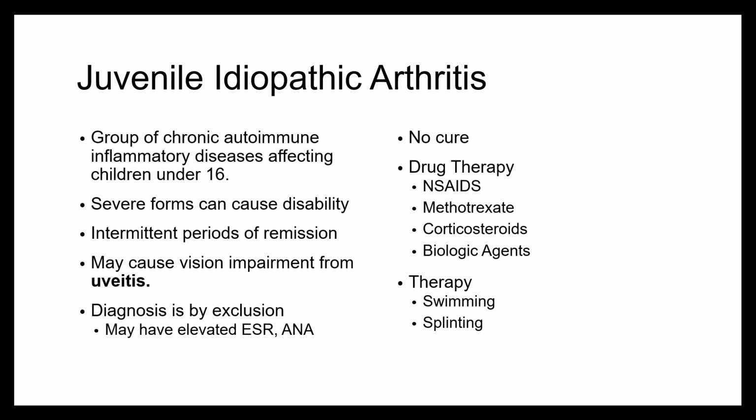One of the most commonly used DMARDs is methotrexate, and this is the second line of treatment in kids who fail to respond well with just the NSAID therapy. It's important to note with methotrexate that you need to be monitoring CBCs and LFTs, as methotrexate can affect the complete blood count. It can cause problems like agranulocytosis, and it can affect liver function as well. So we want to watch that closely.